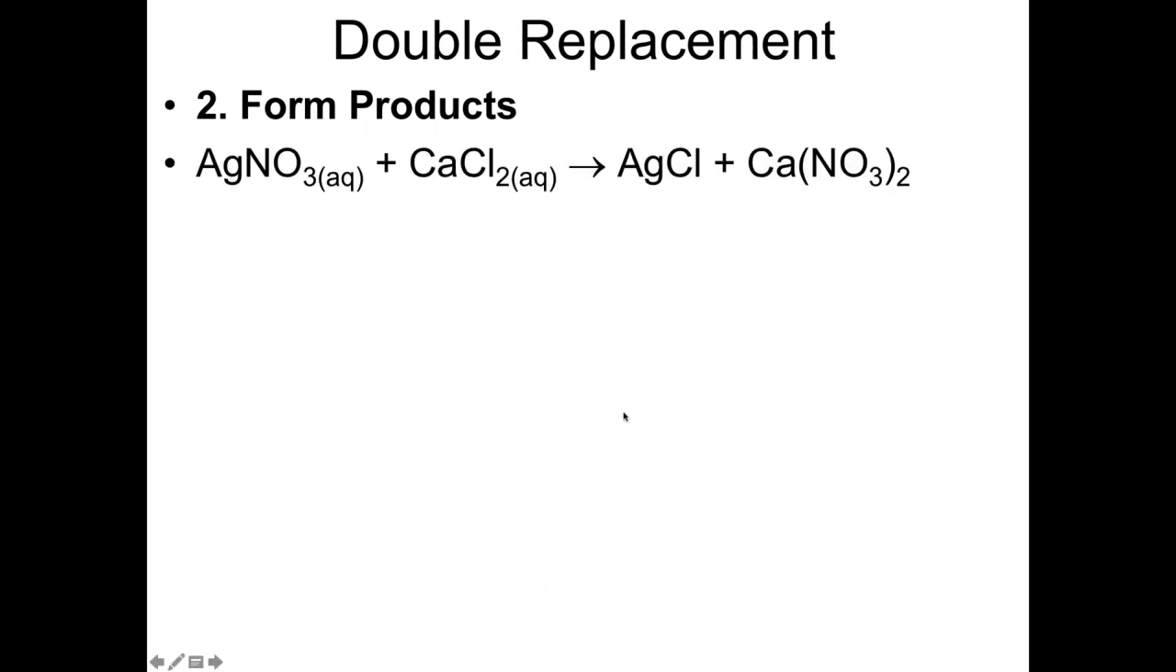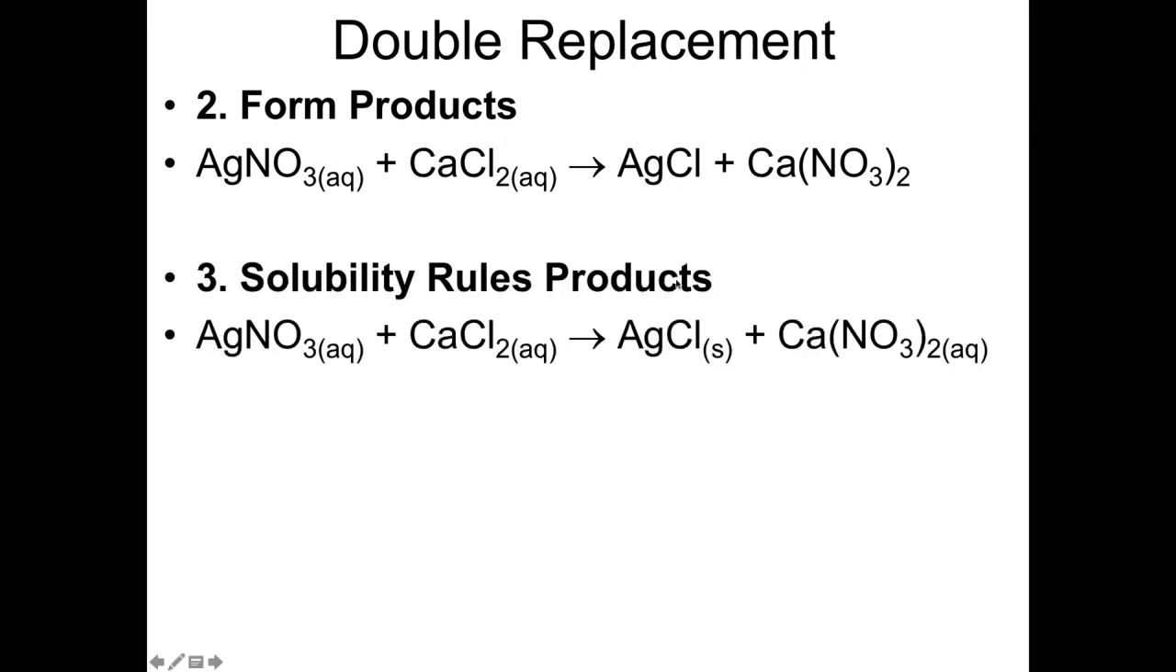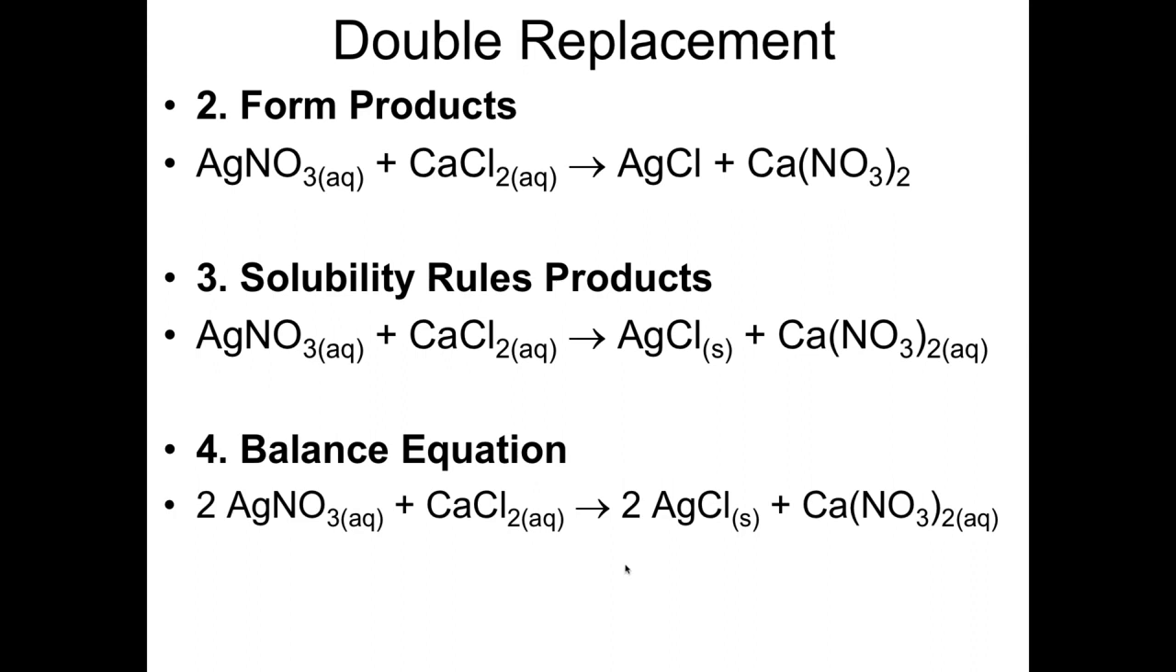When I form products from this, we'll have AgNO3 aqueous plus CaCl2 aqueous. We're going to formulate these products. When I look at the products, chlorine is going to be a solid with silver, so it's AgCl solid. And then nitrate with calcium will be aqueous. And then we'll balance the equation. 2 AgNO3 plus CaCl2 will give us 2 AgCl plus Ca(NO3)2.